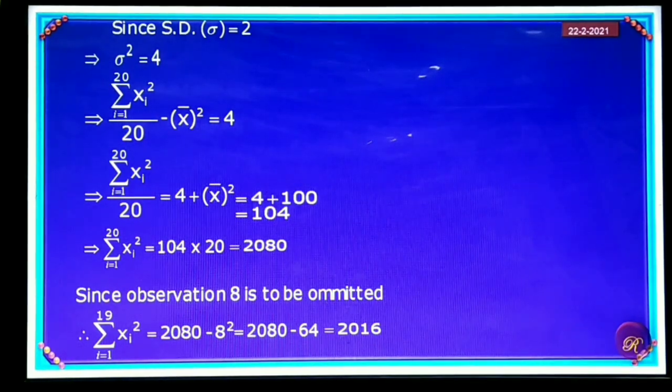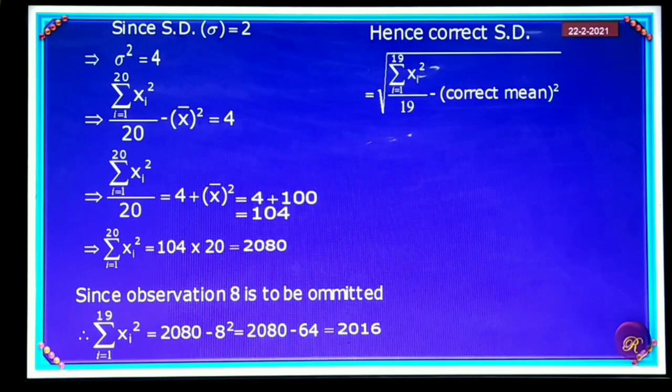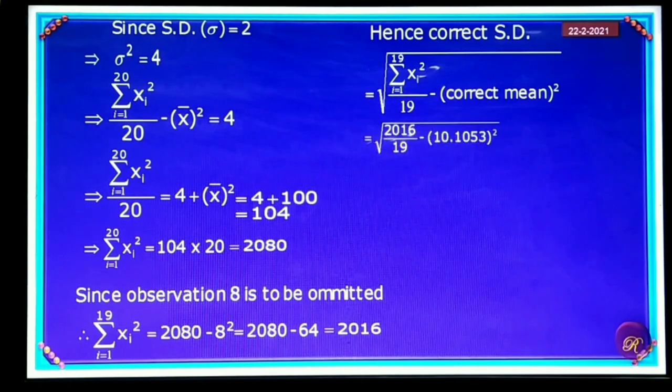Hence, correct SD, that is standard deviation of 19 observations, is equal to square root of summation of xi square divided by 19 minus square of correct mean, is equal to square root of 2016 divided by 19 minus 10.1053 whole square. Simplification is a little bit tedious. Try to calculate.